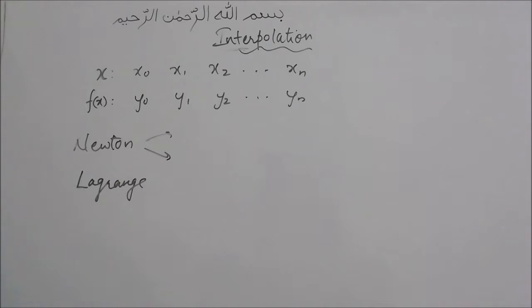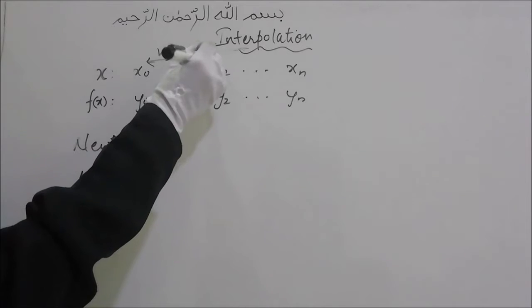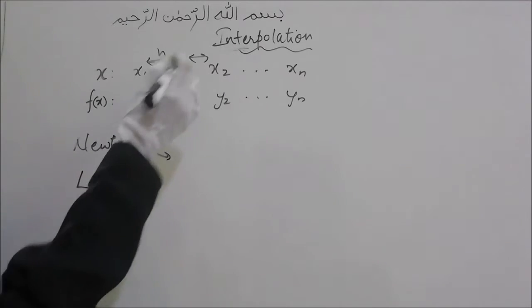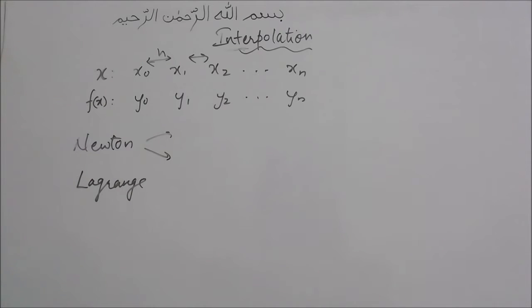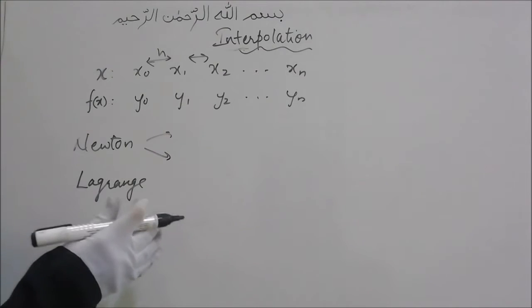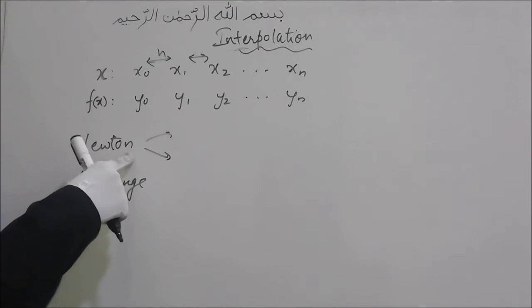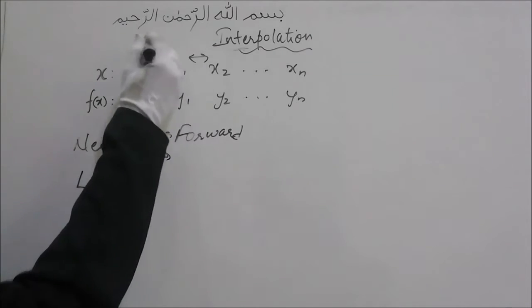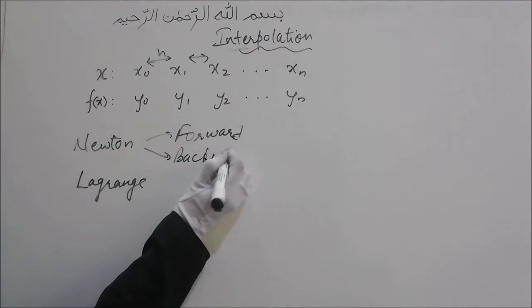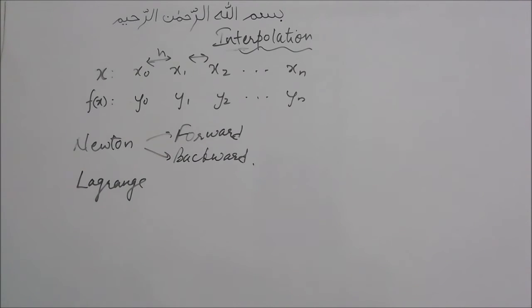interpolation method. So if the spacing between these values x0 and x1, x1 and x2, x2 and x3, and so on, this spacing, that is h, is equal, that is if these values of x are equally spaced, then we will use Newton's method, either the forward difference method or the backward difference method. But if these values are not equally spaced, then we will use the Lagrange interpolation method.